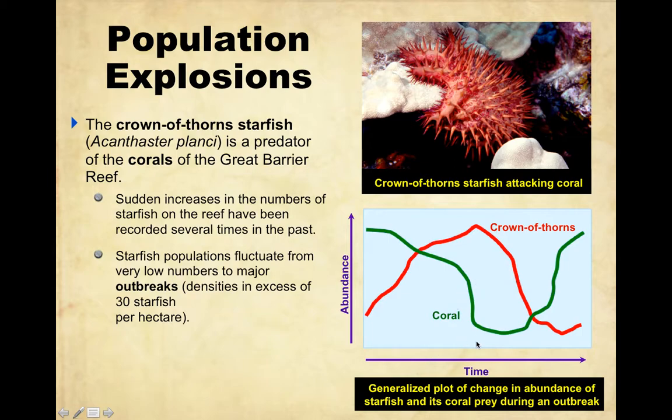Once there's enough food for the predator, okay? So the problem is, if the crown of thorns sea star were to eat all the coral so that the corals went extinct in that area, then eventually the crown of thorns sea star would also go extinct in that area, okay? So this is something that ecologists are aware of.